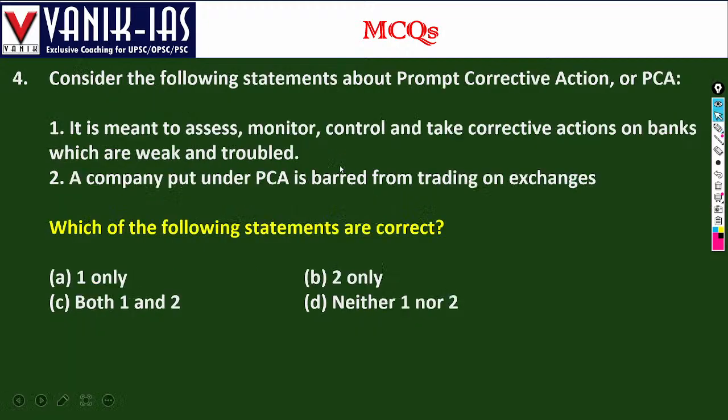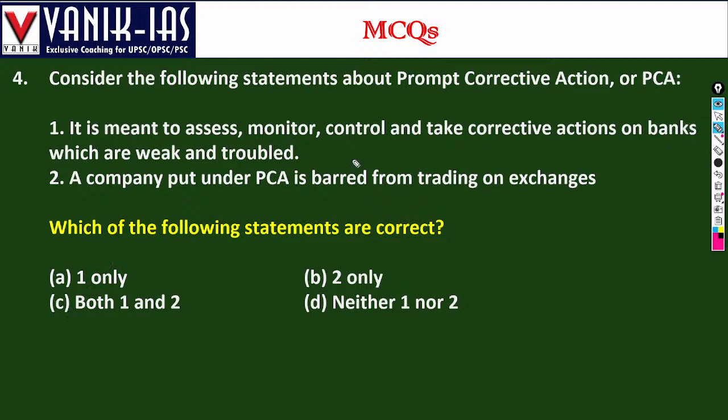Question number 4. Consider the following statement about the prompt corrective action, or PCA. It is meant to assess, monitor, control, and take corrective action on banks which are weak and troubled. So done. This is right. A company put on PCA is barred from trading on exchanges. Yes, it is also. So both are correct. So both 1 and 2 are correct. So answer is C. Question number 4, the right answer is C, because both are correct. Fine. Then moving further to question number 5.